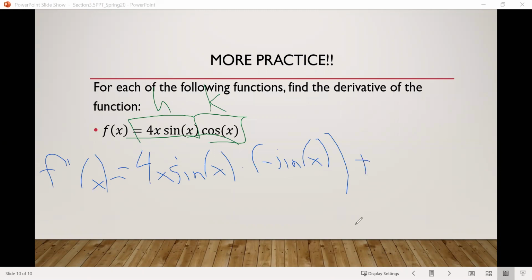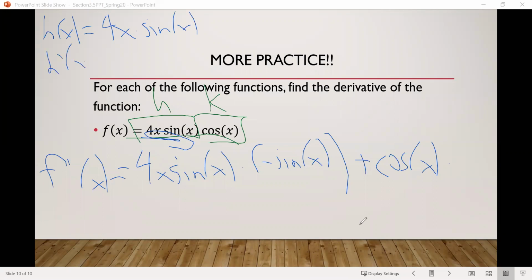plus now the second function, cosine of x, times, now we take the derivative of 4x sine of x. But notice 4x sine of x is 2 functions being multiplied together. So how are we going to find the derivative there? Right, we're going to do the product rule while on the inside of already doing the product rule. Oh, sweet. Okay, so up here I'm going to do some scratch work. So if my function is h of x and we're doing 4x times sine of x, well, our derivative, we're going to have to do some product rule here.